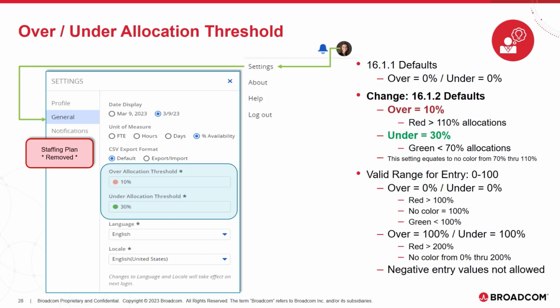With the introduction of the new configuration setting, a new default is implemented that matches the default from the Staffing Plan workspace. Anything over 110% shows red, and anything under 70% shows green. This threshold setting can be changed per user and is persisted until changed. Valid data entry values for both settings is 0 to 100. No negative values are allowed.